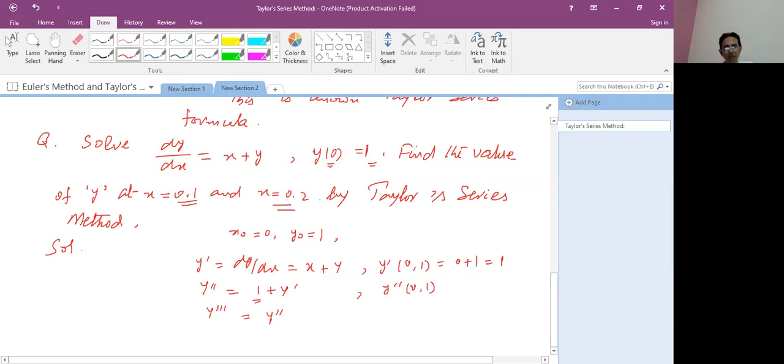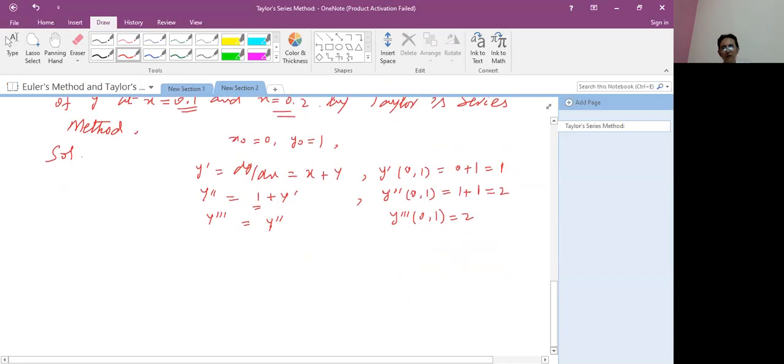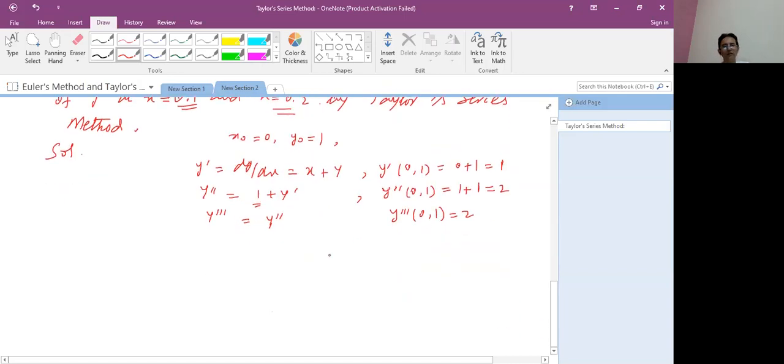At the given initial condition, student, we will find the values. y double prime is equal to 1 plus y prime, it is 1. So 1 plus 1 is 2. And y triple prime of (0, 1) is equal to y double prime, because it is 2. So when we find the derivatives and evaluate them at the initial condition, we will find all these values. Then we apply the Taylor series method.